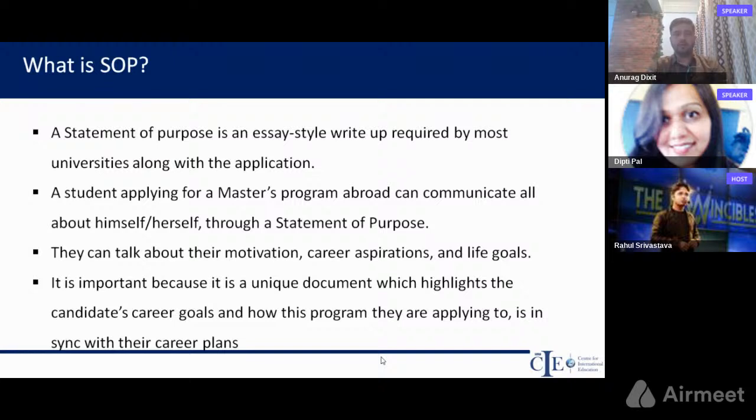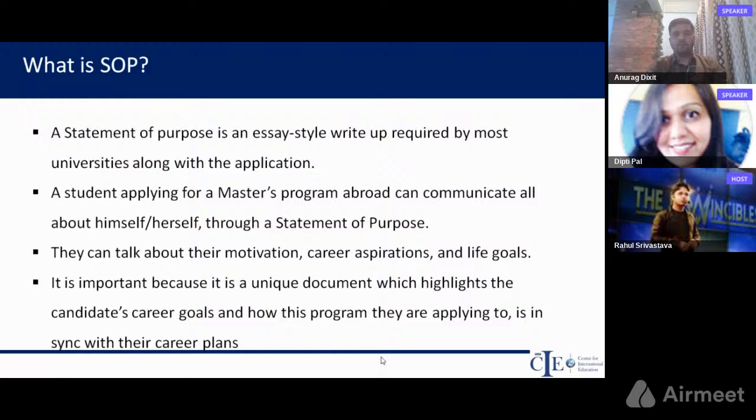So we need to understand what it is, what the universities are expecting, and what approach to take when you are planning to write an effective SOP, right? Essentially, an SOP is an essay-style write-up that is required by almost all the universities where you're applying for a master's program, because at the master's level, they want to understand the perspective of the student. Why do you want to go for this higher education? Are you ready for it? What kind of motivation do you bring to the class, and what kind of diversity do you bring to the class?